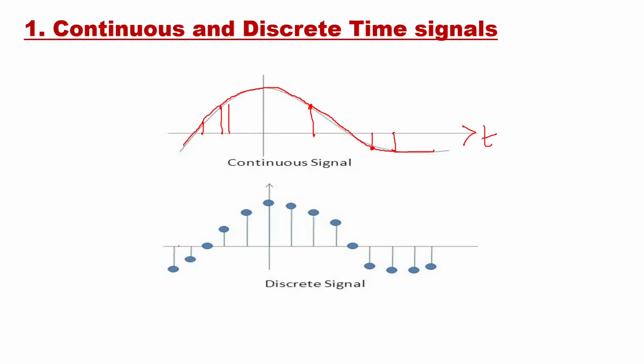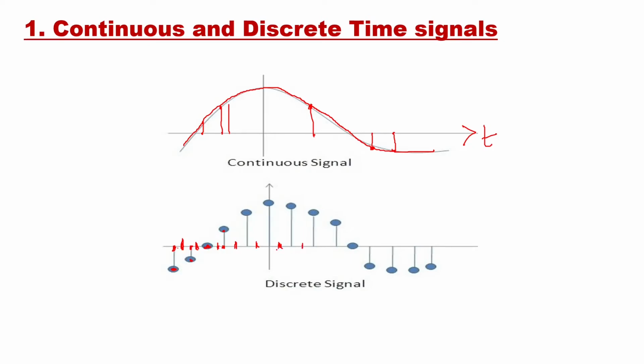That means, say if you start from here, at this instant of time, the value of signal is this. At this instant of time, the value of signal is this. At this instant of time, the value of signal is this. At this instant of time, the value of signal is this. But in between, you don't have any values of signal.